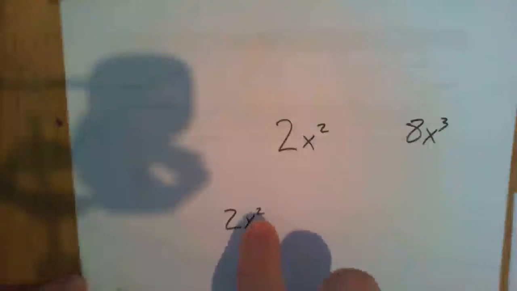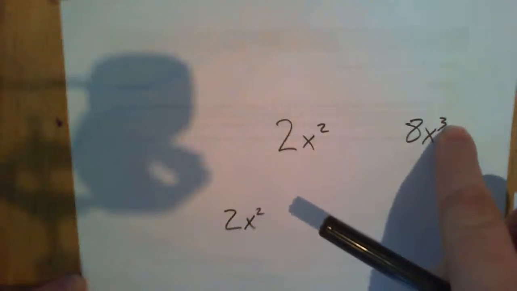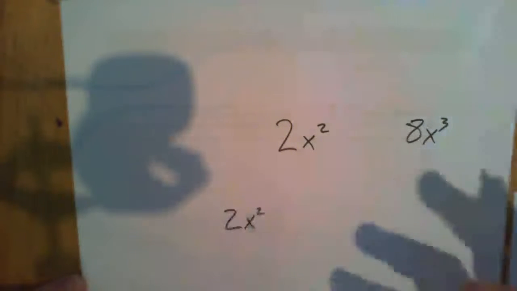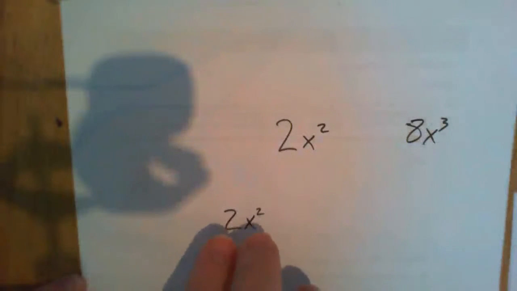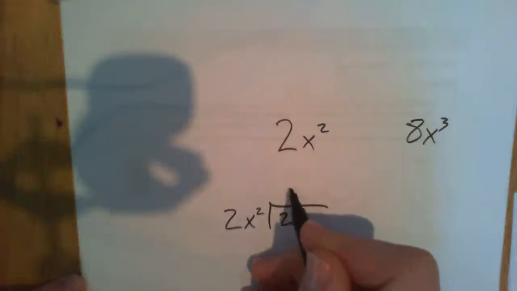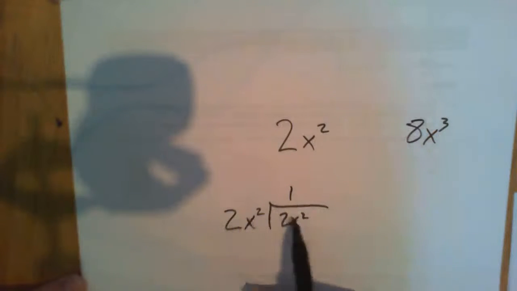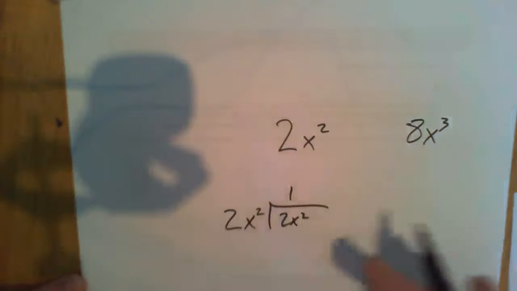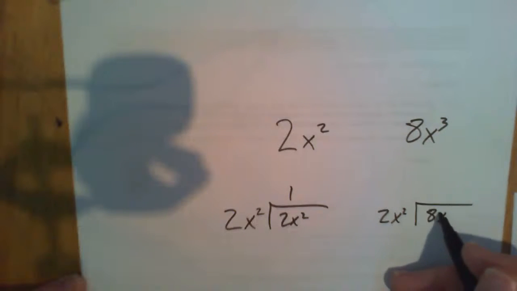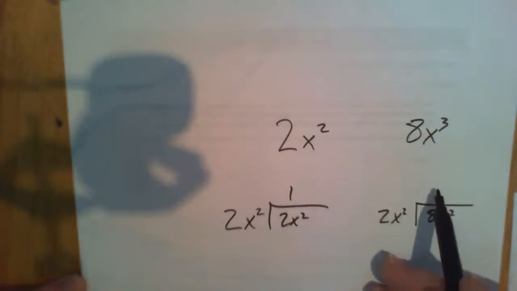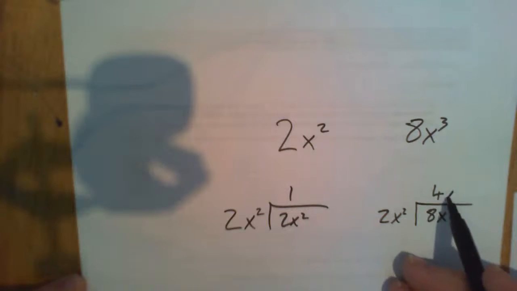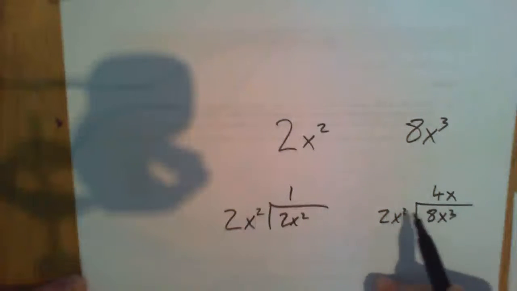Well, it must go x squared times, but what's left over? If you take the indices away from each other, you'll see there's an x left over. So 2x squared divided into 2x squared goes once, because 2 into 2 goes once, x squared into x squared goes once. But 2x squared into 8x cubed, well, 2 into 8 goes 4 times, and x squared into x cubed goes x times, because there's 1 left over.